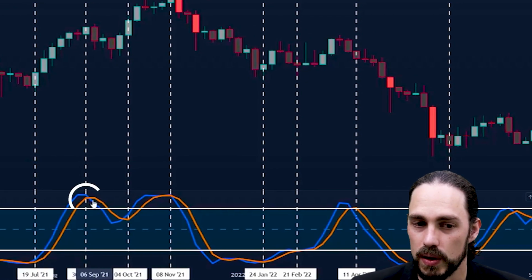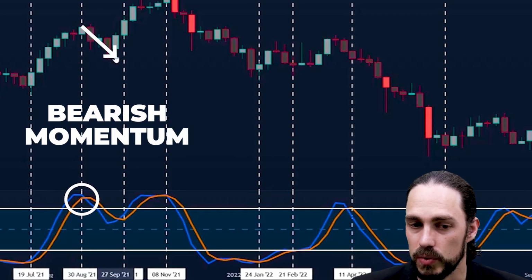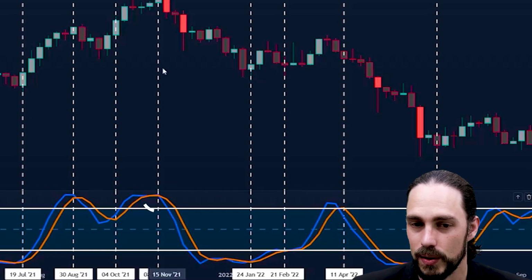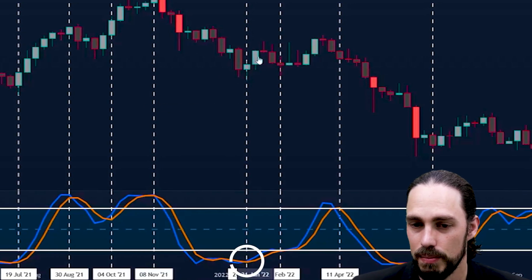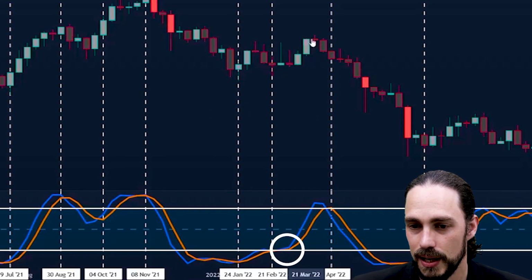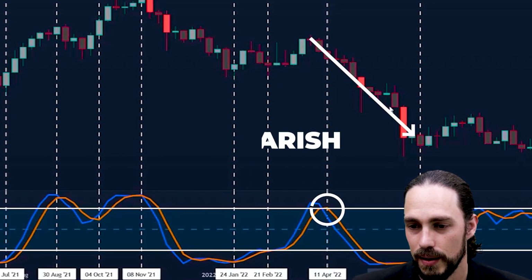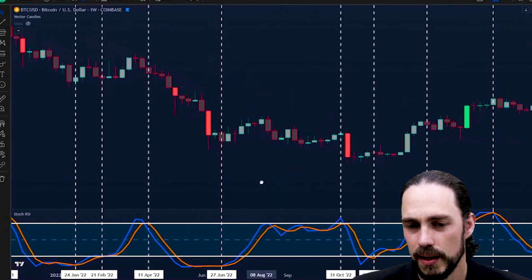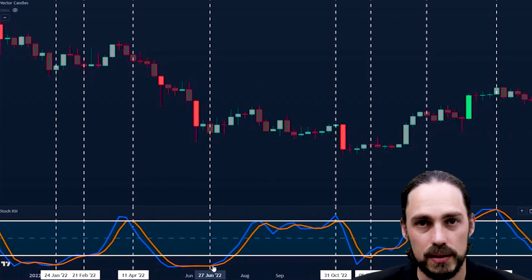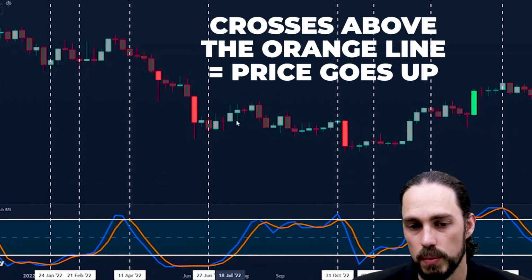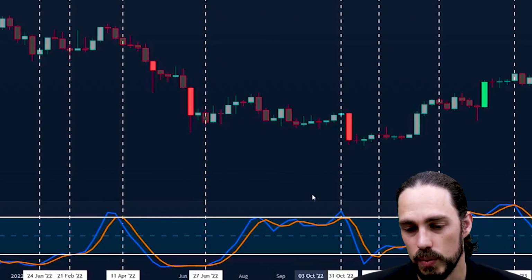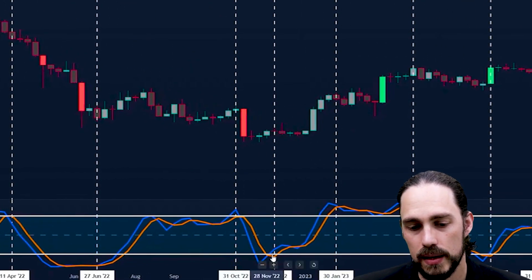And as soon as we have a cross down, we have this bearish momentum re-entering the market. As soon as it crosses up, we can see we have another bullish momentum up, crossing down, bearish. Cross up, bullish, cross down, bearish. And we can see how simple this indicator then is with these positive and negative crosses. Every single time it crosses above the orange line, price goes up. Every single time it crosses below the orange line, price goes down. And we can see this pattern repeating over and over again.